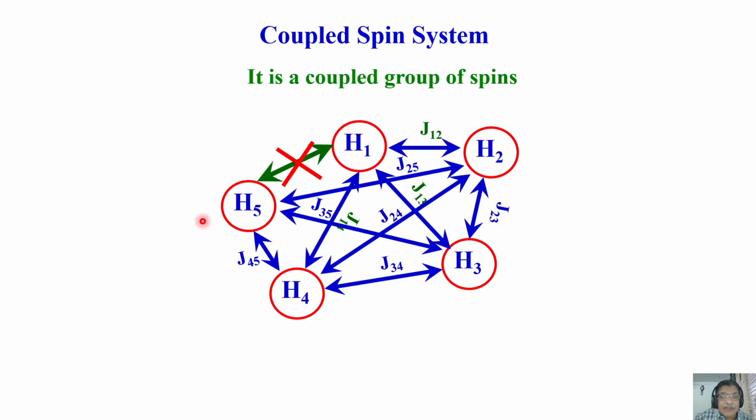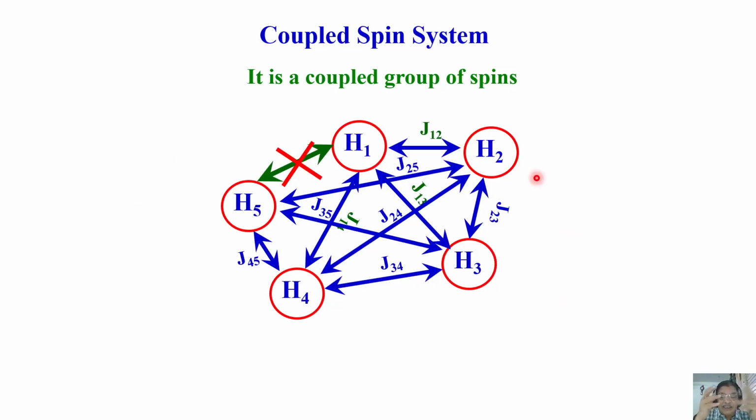For example, this coupling is 0, J15. Doesn't matter. But all 5 protons form a system. It is a coupled spin system. Please understand what a coupled spin system is. It is a coupled group of protons where each of them is coupled among themselves.